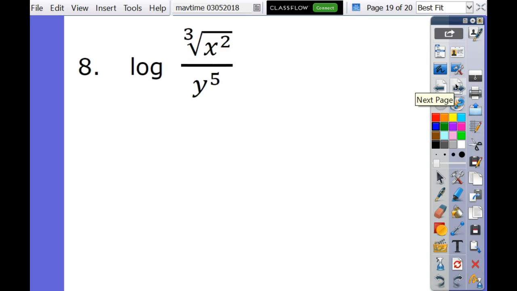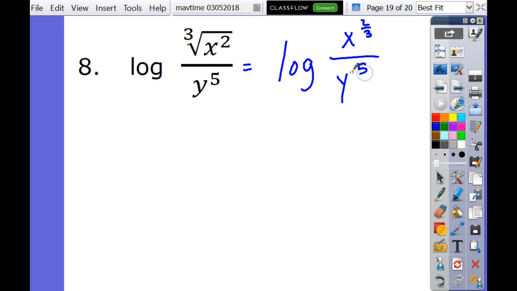Once again, you are not going to leave a radical sign in your problem. Do you remember how to change a radical sign to a fraction? The index of 3 becomes your denominator. Now, do you notice this one does not have a base? Did you notice that? Because if the base is not written, the base is 10.